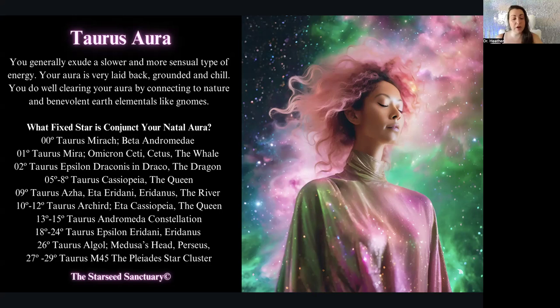That's an important one to make note of. That's where your natal asteroid aura falls. 26 degrees, Algol. You might have a Medusa aura. Ooh, I like that. Very psychic, very prophetic.